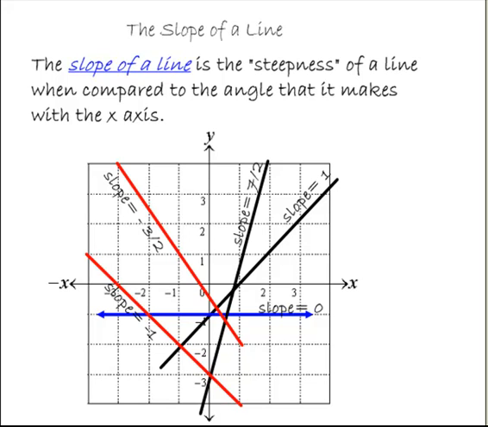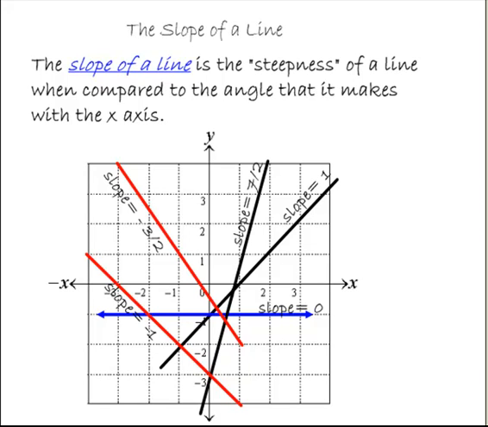The slope of a line really is a measure of the steepness of a line when compared to the angle that the line makes with the x-axis. That's one definition. There's another definition, which we're going to look at in a minute, which involves the coordinates of two of the points on that line, which is a little bit easier for us to deal with at this particular point. What you see in front of you are a number of different lines.